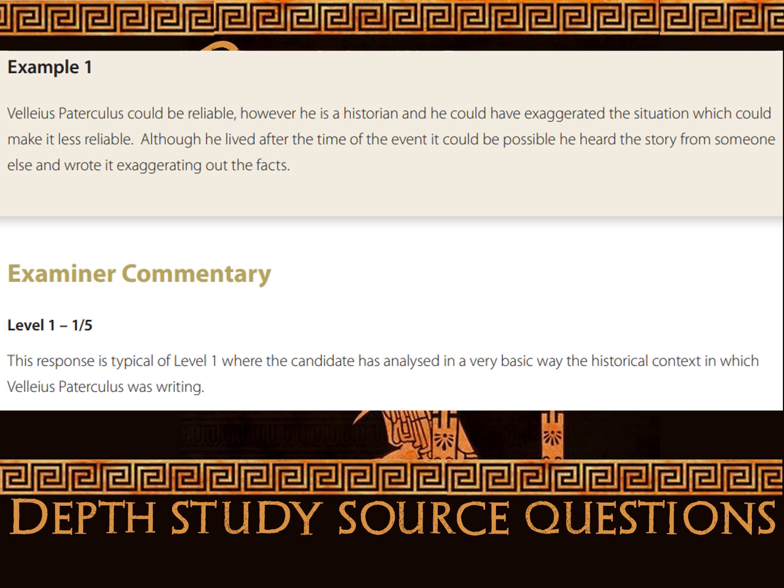Now, example 1 has some real obvious problems, and these come up quite a lot either through panic or not knowing what you're talking about. So the first thing that is wrong with this answer is that there is no reference to the source. There is no use of the source. The comments they're actually making about the author as well could be about anyone. The ancient historian may have exaggerated the situation to make it less reliable. Well, are they talking about Paterculus or Herodotus?